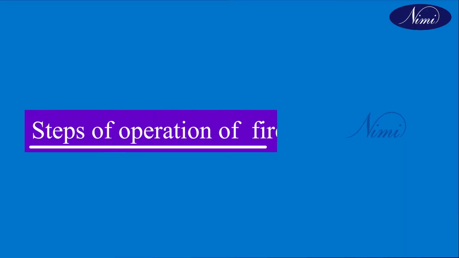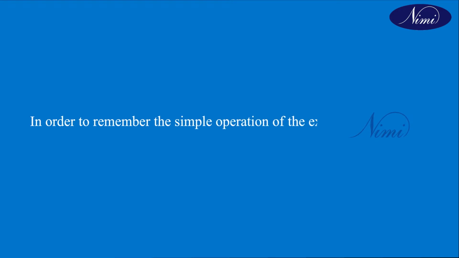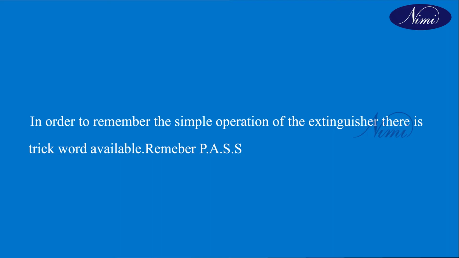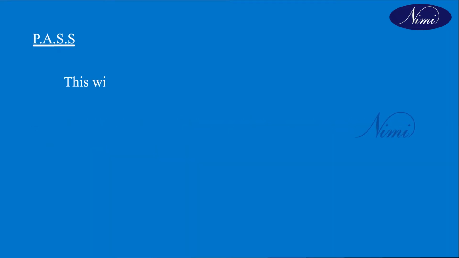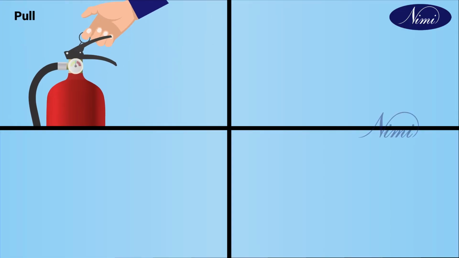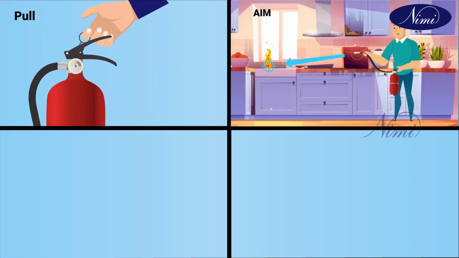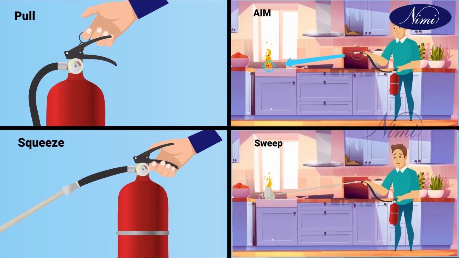Steps of operation of a fire extinguisher. In order to remember the simple operation of the extinguisher, there is a trick word available. Remember PASS, P-A-S-S. This will help you to use the fire extinguisher. P for pull, A for aim, S for squeeze and S for sweep. Always remember, in the event of fire, don't panic, and respond immediately and as safely as you can.